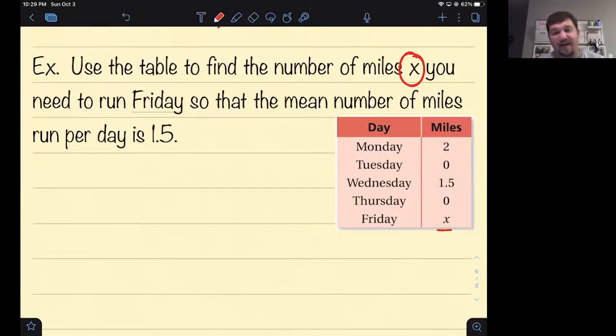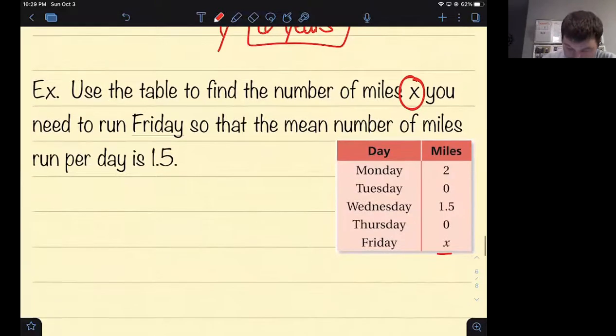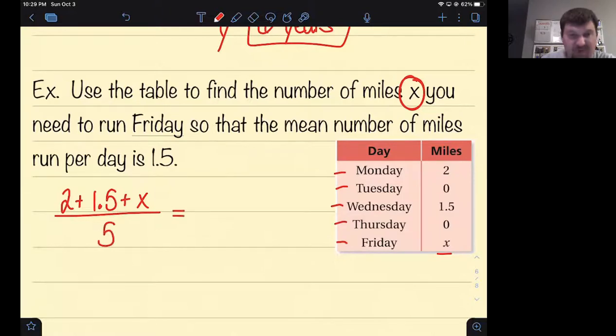And so how do you find average? Well, you add up all the numbers you have. So Monday plus Tuesday, 0, plus Wednesday, plus Thursday, 0, plus Friday, all divided by the number of days. Now it looks like I've only got 3 days here, but I have to include all 5 of them because the zeros do count. So I'm going to divide that by 5. And now what do I want my average to be? Because that's how I find average. I want my average to be 1.5.